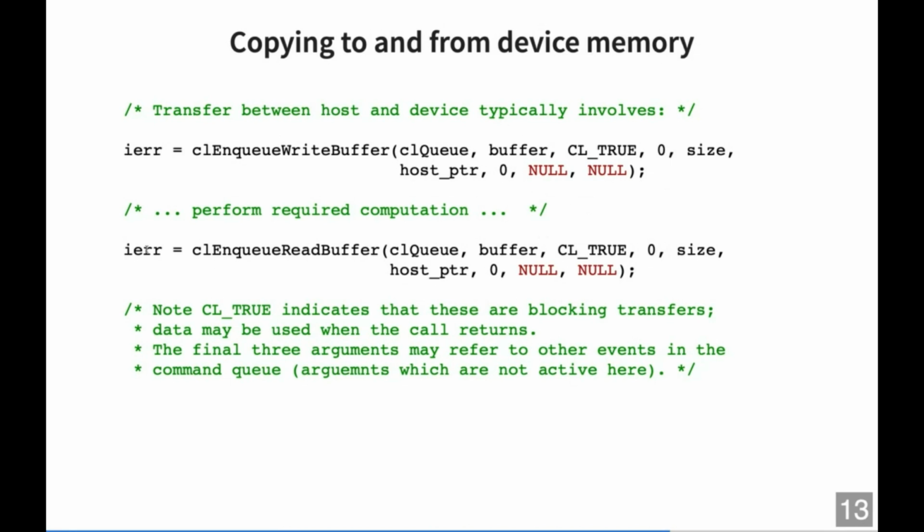So that's that. The top one there, clEnqueueWriteBuffer, is your equivalent of CUDA memcpy host to device, and the analog of device to host is just this clEnqueueReadBuffer, which is coming back the other way.